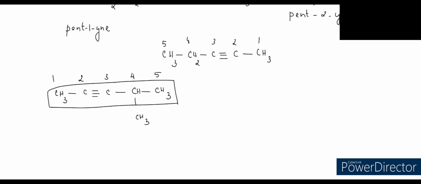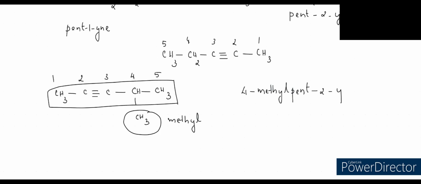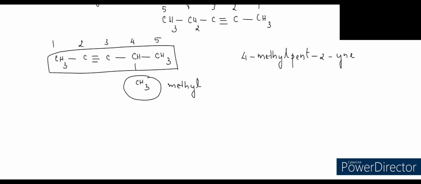There is a CH3 group. CH3 group is called methyl group. CH3 group is present on the fourth carbon. So, 4-methyl. Then, in the parent, there are 5 carbons, so pent. Triple bond is between 2 and 3, so pent-2-yne. 4-methylpent-2-yne.